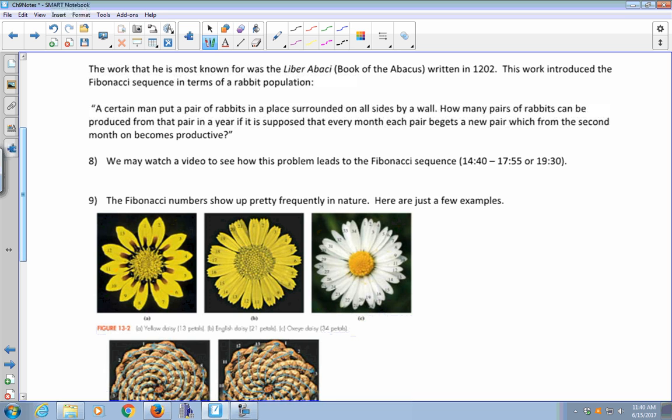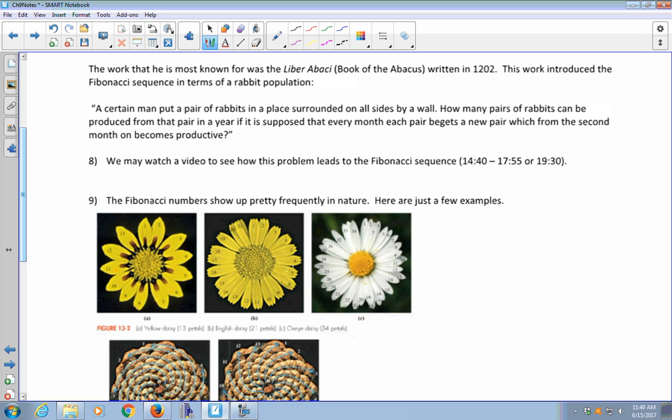A certain man put a pair of rabbits in a place surrounded on all sides by a wall. How many pairs of rabbits can be produced from that pair in a year if it is supposed that every month each pair begets a new pair, which from the second month on becomes productive?